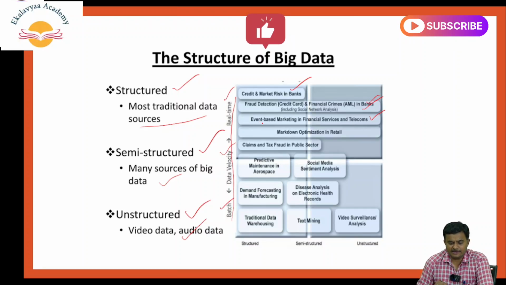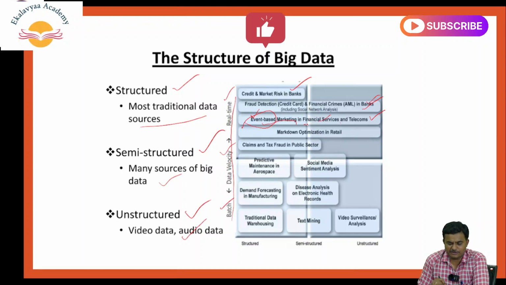Next, event-based marketing in financial services and telecoms. That is event-based. For example, as I said earlier, if you have searched for a product in Google or some other search engine, the cookies will be stored in your browser. When you open some other websites or blogs, the cookie system checks this event. If it finds some ad column, it directly displays the search item relevant to your previous search based on the cookies.